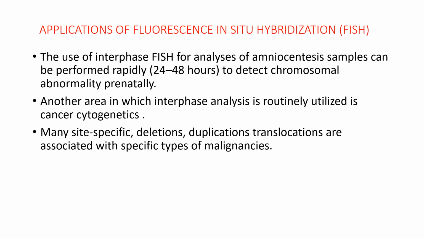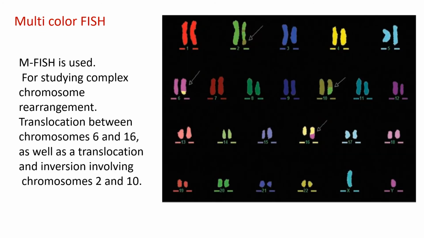Many site-specific deletions, duplications, and translocations are associated with specific types of malignancies. This is a photomicrograph to show multicolor FISH, where each pair of chromosomes is given different fluorescent colors, and different types of chromosomal abnormalities can be seen in various chromosomes simultaneously at one point.